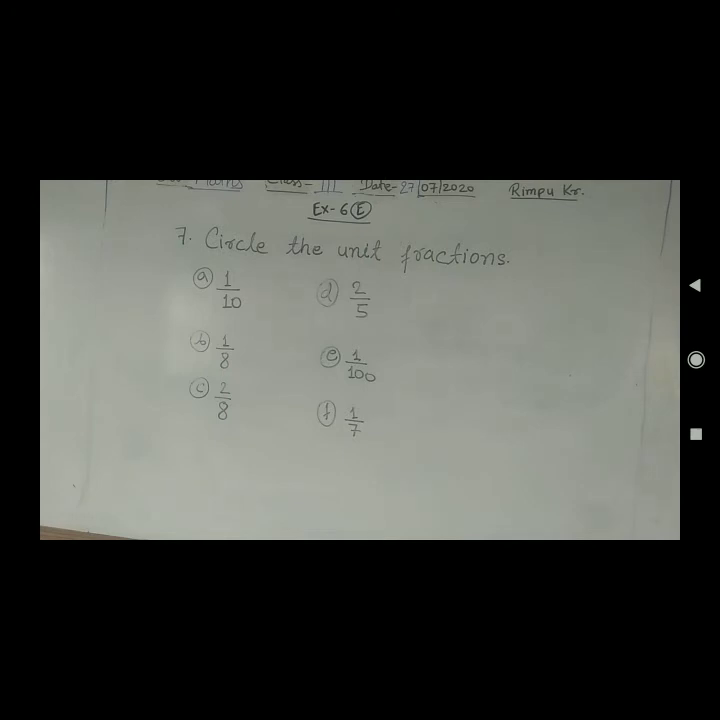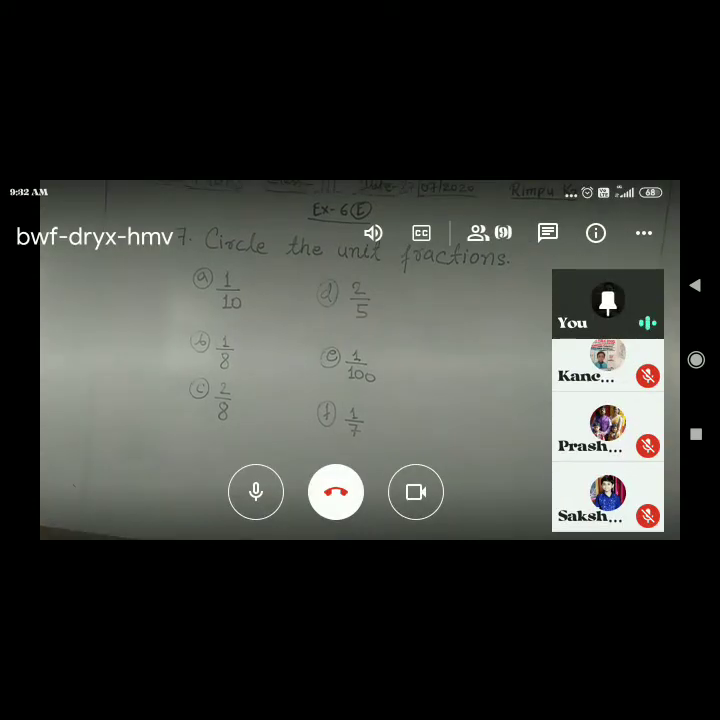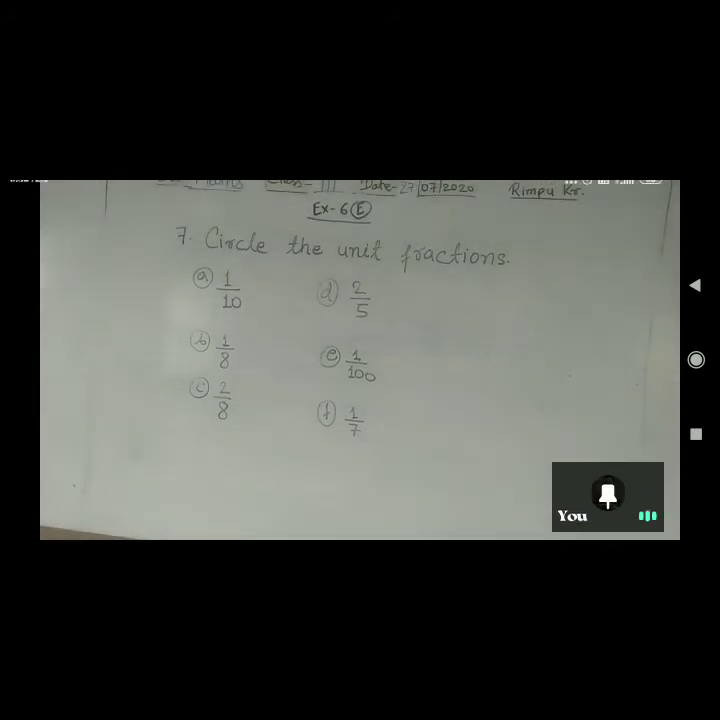Wait, Samriddhi Shah. Samriddhi Shah. Yes, sir. Define unit fraction. Unit fraction is a type of fraction in which the numerator is one, it is called unit fraction. Very good, guys. We know that from that. Example, 1 by... Okay, don't try to give examples.